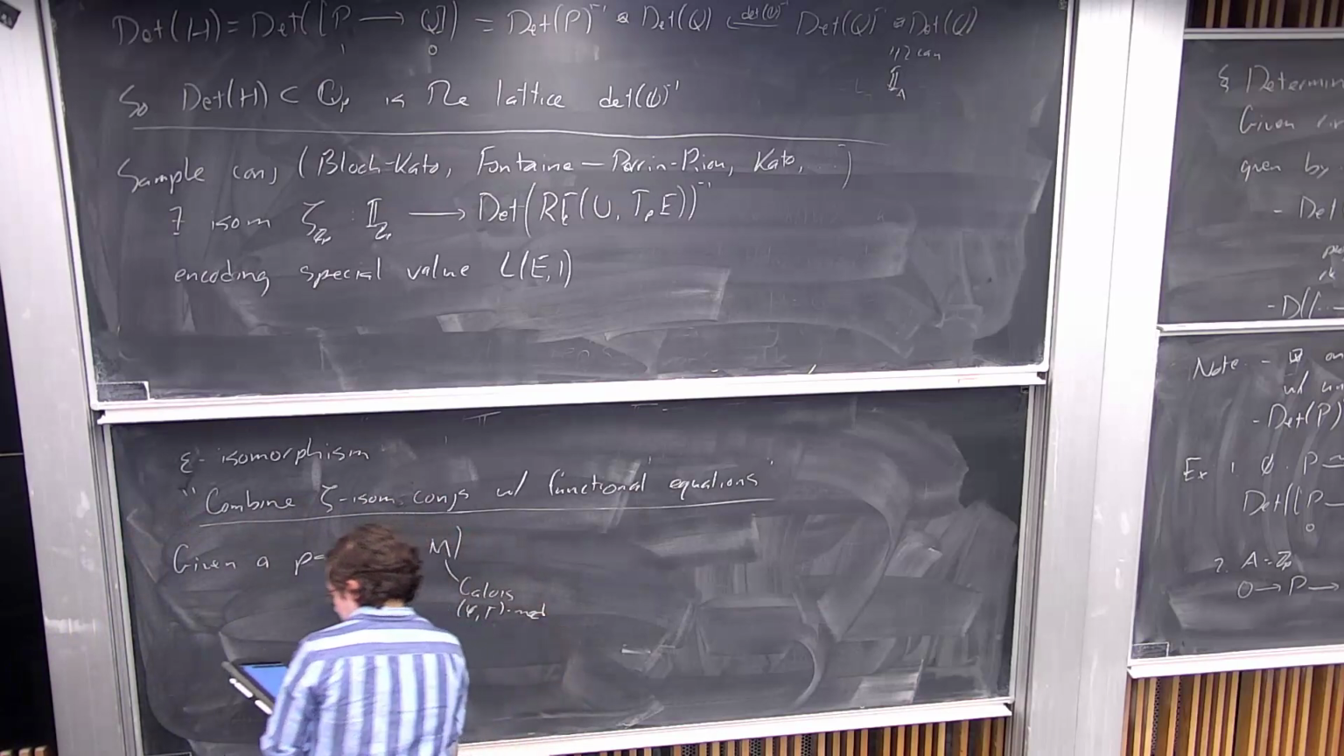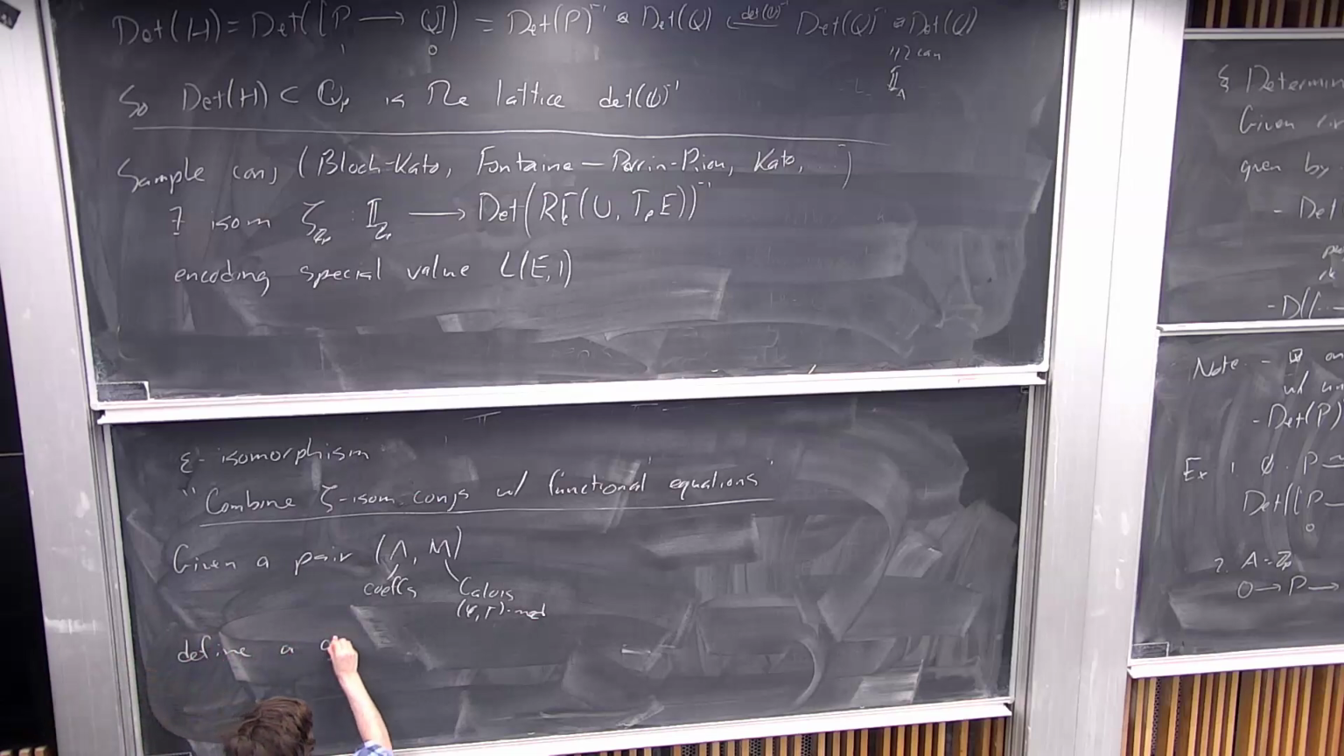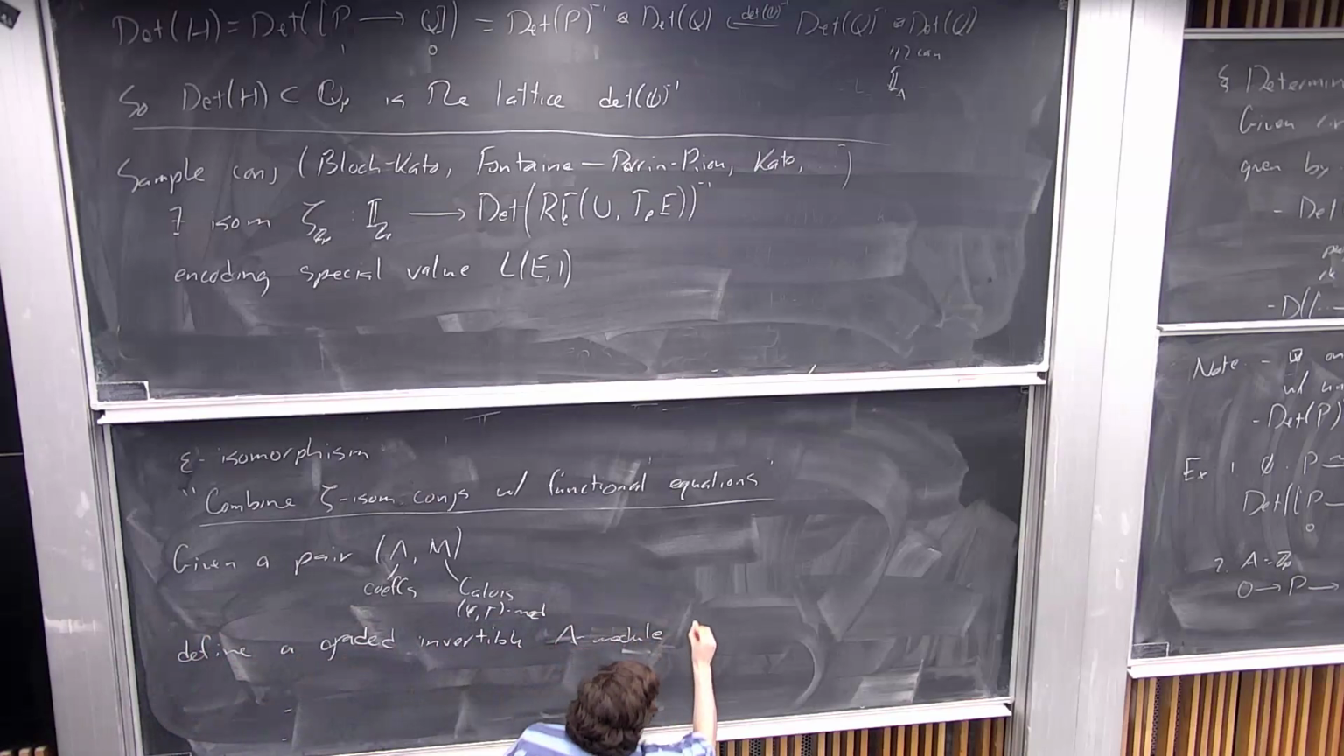I'm going to define a graded invertible module, which should be a Lambda-module, Delta_Lambda(M), which is going to be called the fundamental line.